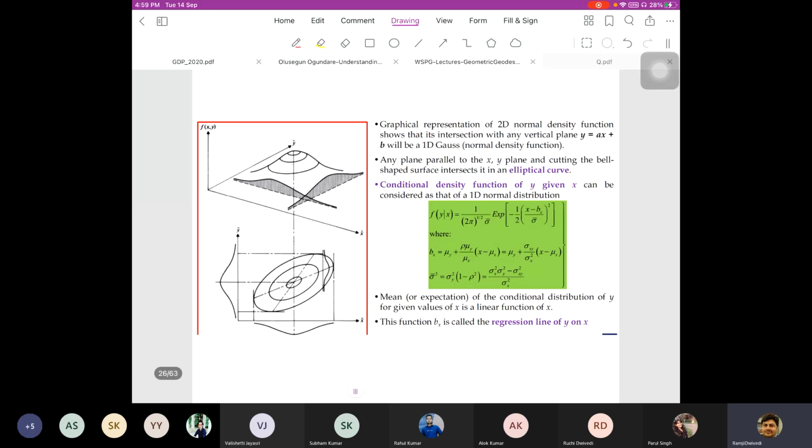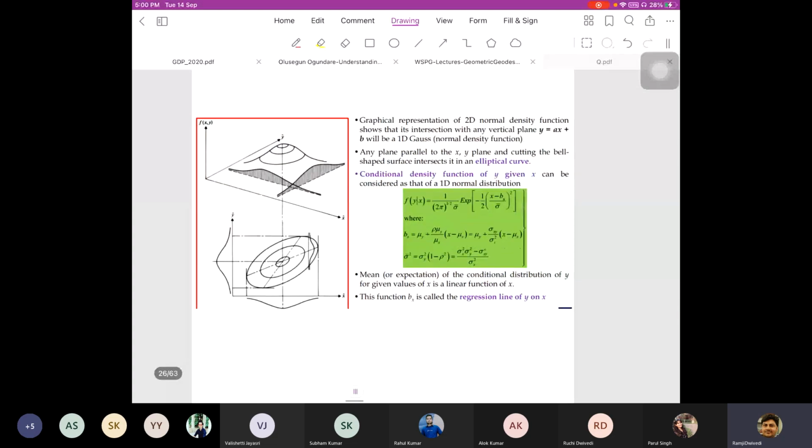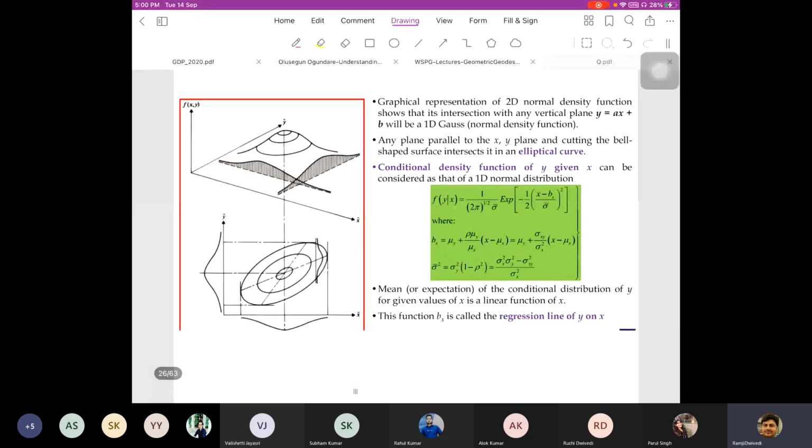Similarly, the graphical representation of the 2D normal distribution function shows that its intersection with any vertical plane y equal to ax plus b will be a 1D Gauss normal distribution function. Any plane parallel to the xy plane and cutting the bell-shaped surface intersects in an elliptical curve, and obviously the conditional density function of y given x can be considered as that of a 1D normal distribution. So we have to find the probability distribution subject to a given x, and for a given x we have to convert this density function. So we will convert for bx and sigma square, just like we did in the previous slide. That would be represented by this figure.